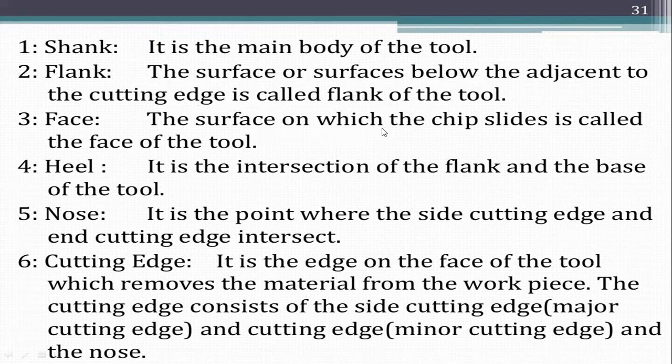Face: the face on which the chip slides is called the face of the tool. Heel: it is the intersection of the flank and the base of the tool. The nose is the point where the side cutting edge and end cutting edge intersect. The cutting edge is the edge on the face of the tool which removes the material from the workpiece. The cutting edge is the main part, removing material from a workpiece. The cutting edge consists of the side cutting edge, the end cutting edge and the nose.